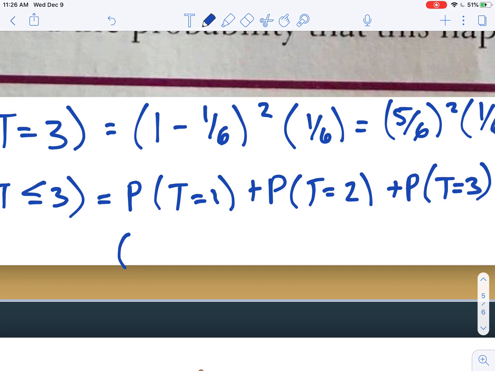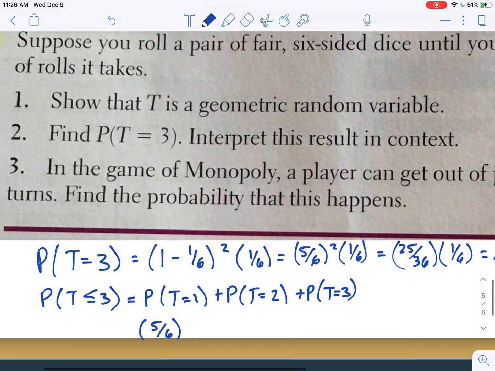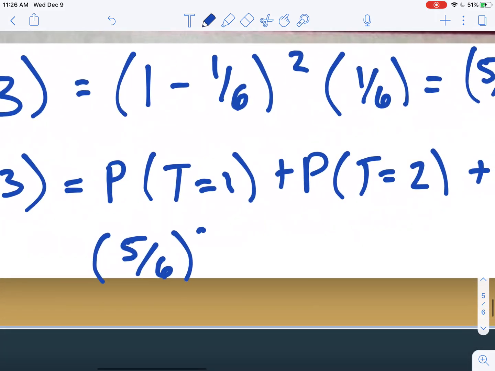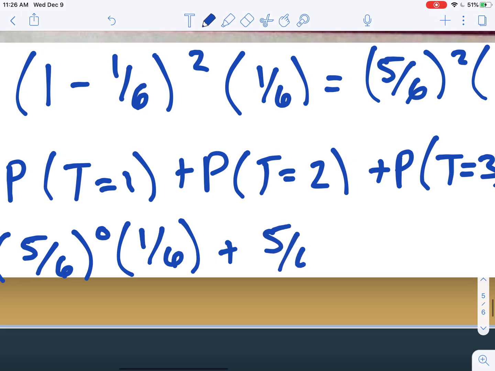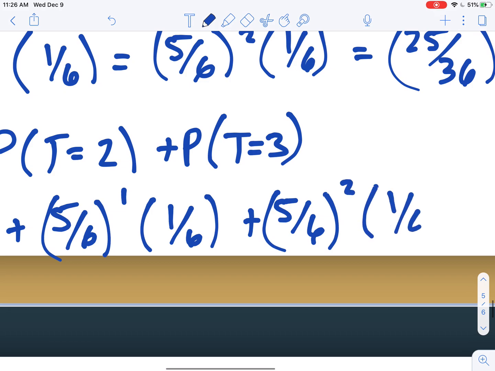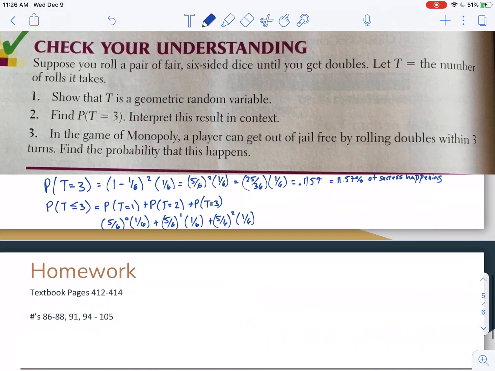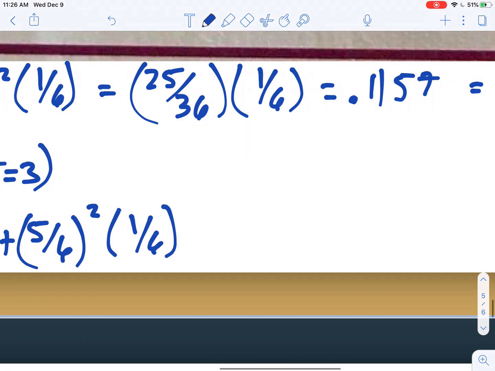So I've got (5/6) to the 0 times 1/6 plus (5/6) to the first times 1/6 plus (5/6) to the second times 1/6. And I'm just confirming my formula. Yep. So I'm just going to plug all of this into my calculator.